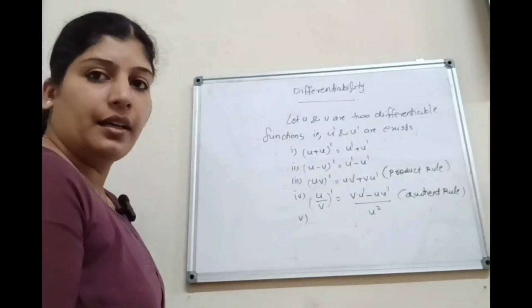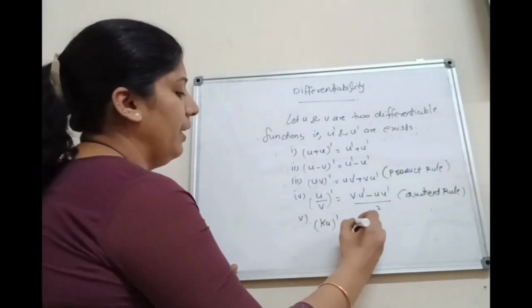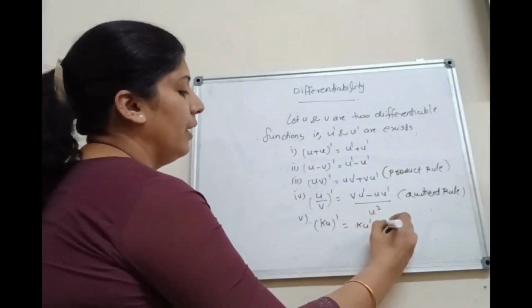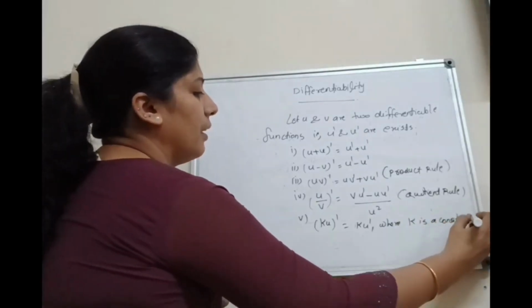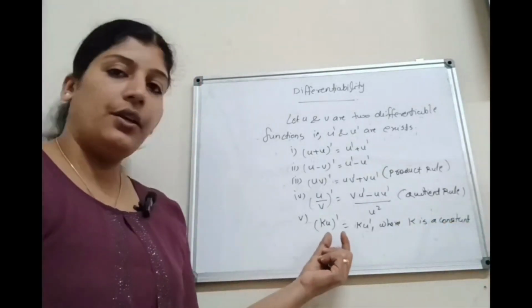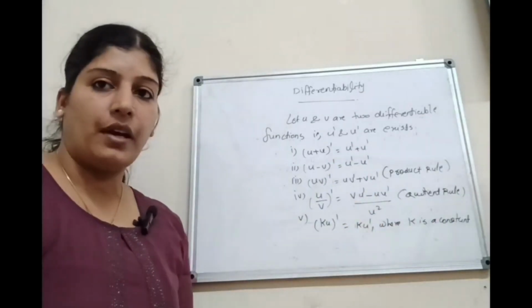Let k be any real number or any constant. Therefore, k into u whole dash equals k u dash, where k is a constant, that is, a real number. Therefore, k u whole dash equals k into u dash. Here, k is a constant value.